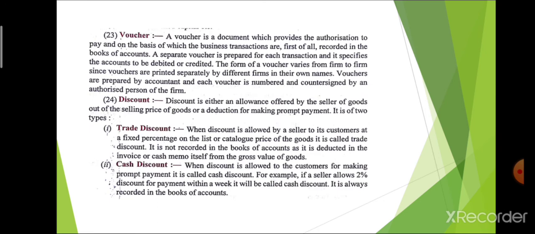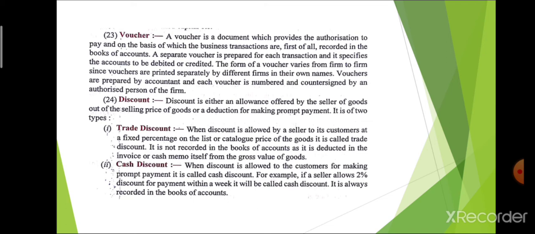Voucher. Voucher is a document which provides the authorization to pay, on the basis of which the business transactions are first of all recorded in the books of accounts. Suppose if we purchase a bulb, at that time the shopkeeper provides a slip that you purchased a bulb at rupees 50. That slip is considered as voucher.